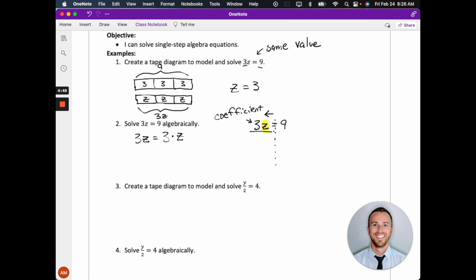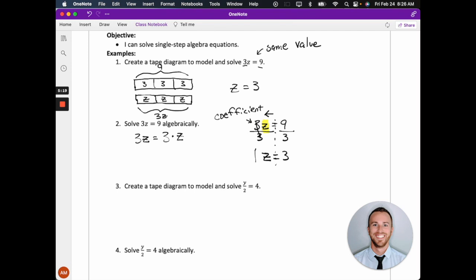So if I divide this by 3, now I have 3 divided by 3, which is 1. All I have left on the left side of the equation is the z, or 1z. I can't just do that to one side. What I do to one side of an equation, I have to do to the other in order to keep it balanced. So I also have to divide 9 by 3. Well, 9 divided by 3 gives me 3.